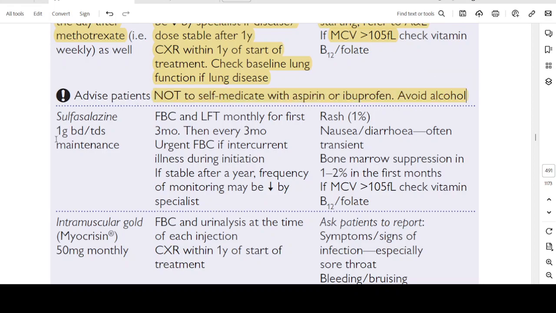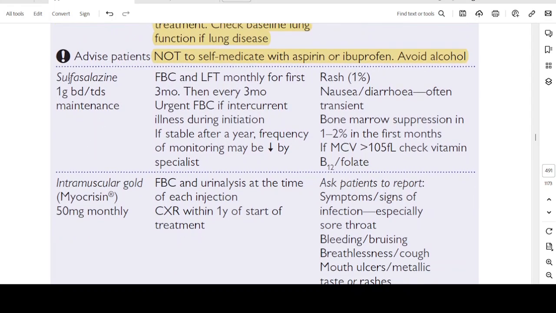Sulfasalazine 1 gram BD or TDS maintenance. When you're giving sulfasalazine, you have to check full blood count and LFT monthly for the first 3 months, and then every 3 months. Urgent full blood count if intercurrent illness during initiation, and if stable after a year, frequency of monitoring may be reduced by the specialist.